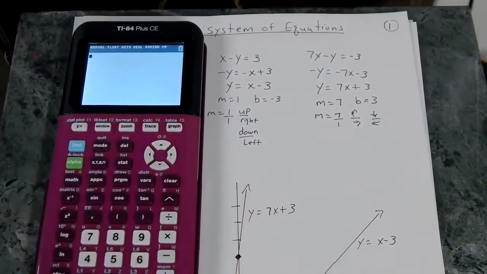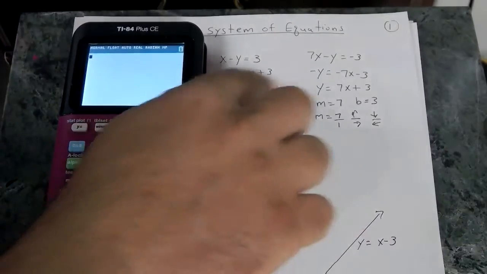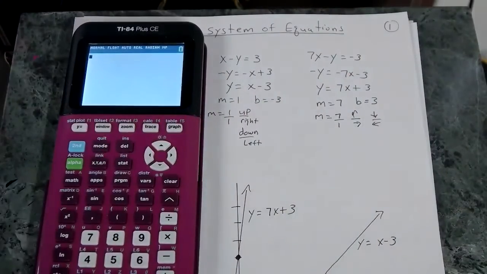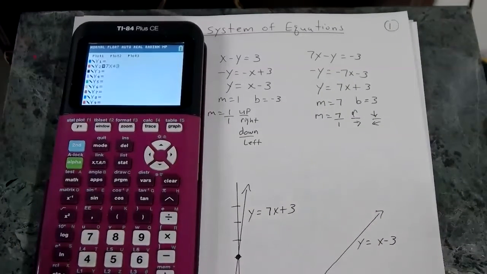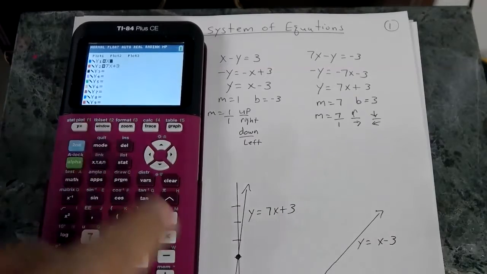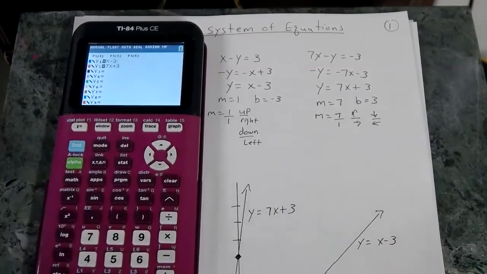And I'm going to input our two equations. So anytime you use a graphing calculator, you need to solve for y. So in y1, I'm going to put in x minus 3. And in y2, we're going to put in 7x plus 3.